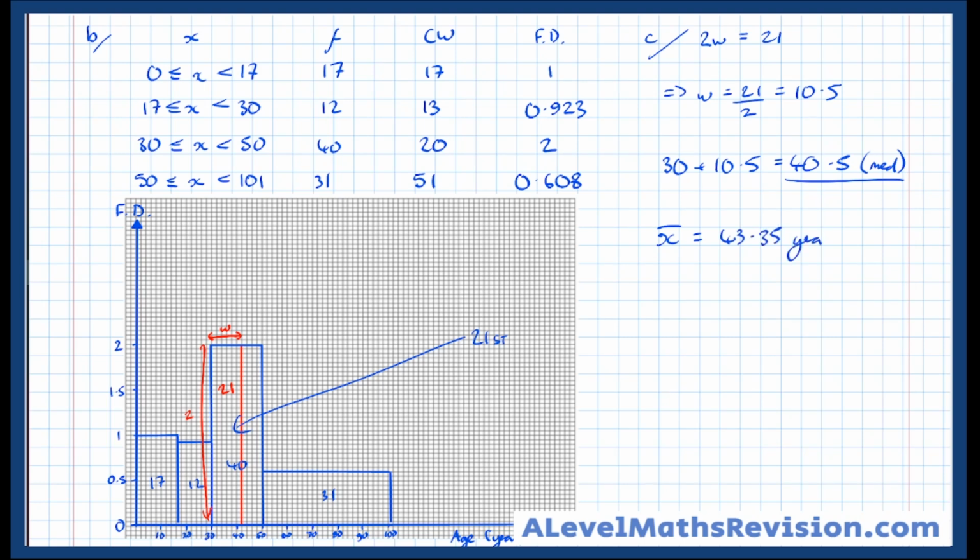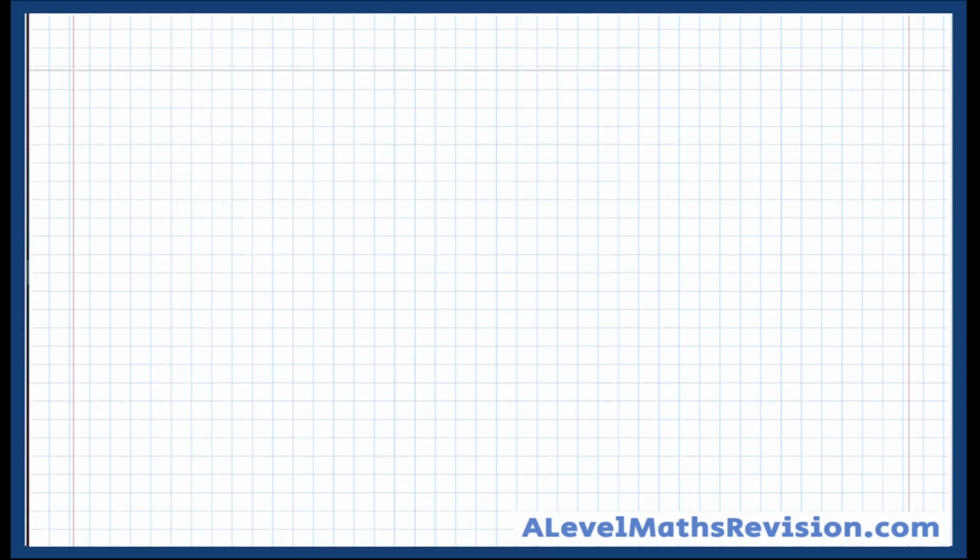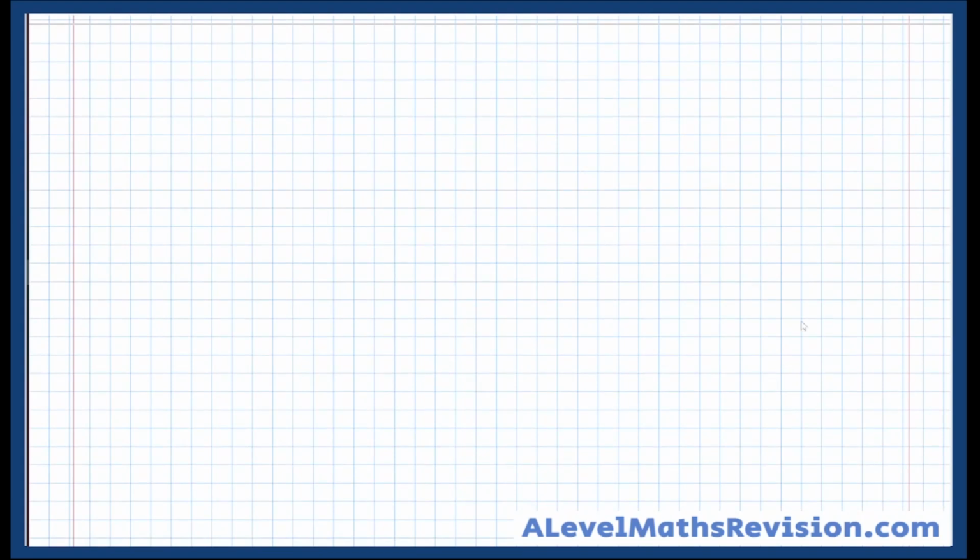43.35 years. And the median, let's not forget the unit of that one as well, which is years, 40.5 years. So there we've done it. We've calculated the mean and the median. So you might want to have a look back at this method, see what's going on again. But for now, let's move on to another type of problem that they could throw at us with histograms.